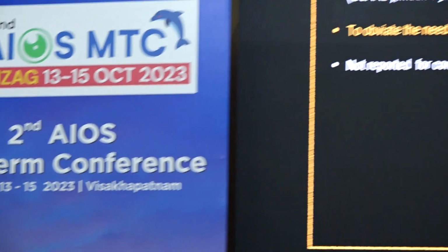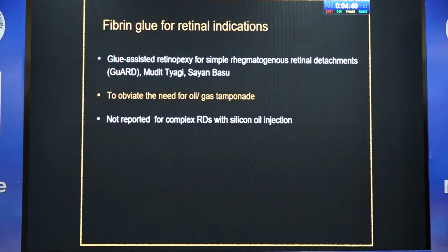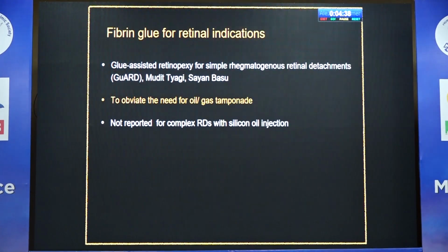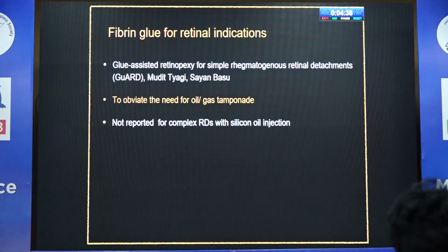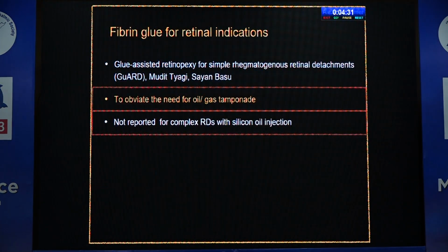So I'll be talking about my experience with fibrin glue to close retinal breaks successfully in complex retinal detachments with silicone oil in situ. Fibrin glue has been used in ocular surgery for corneal purposes, and it has also been used in simple retinal detachments to obviate the need for tamponade. It was used to close the breaks, and then oil and gas were not required. However, it has not been reported for complex retinal detachments where oil is retained.